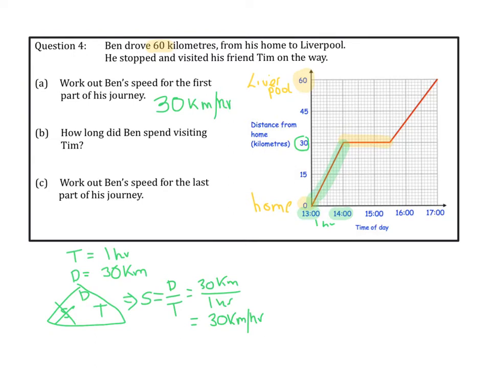The next question says, how long did Ben visit Tim? So that, like I said, was the horizontal part where the distance is getting no further or no shorter. So it's between here, which is at 2 o'clock, and here, which would be 3:30 or 15:30. So between there is an hour and a half, or 1.5 hours.